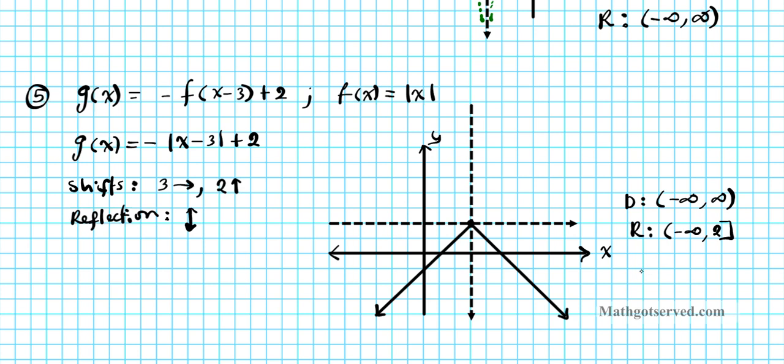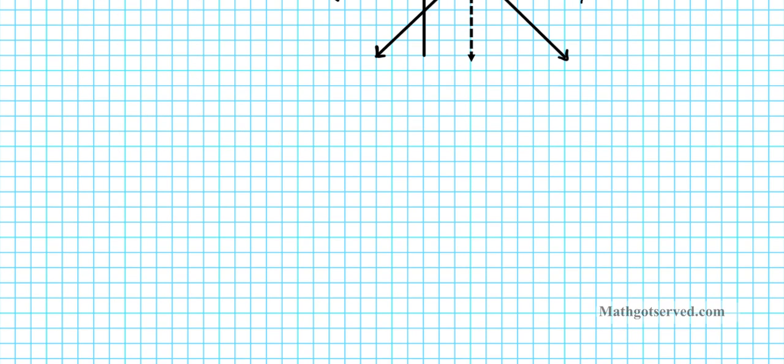Let's try another example, slightly more complicated. Question 6. What if we have a translated function g of x expressed as negative f of x plus 2 minus 3, when the parent function f of x is equal to the square root of 9 minus x squared?